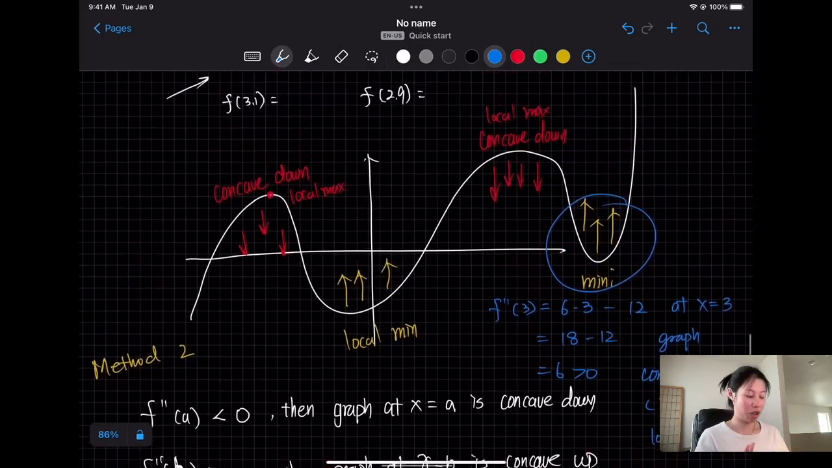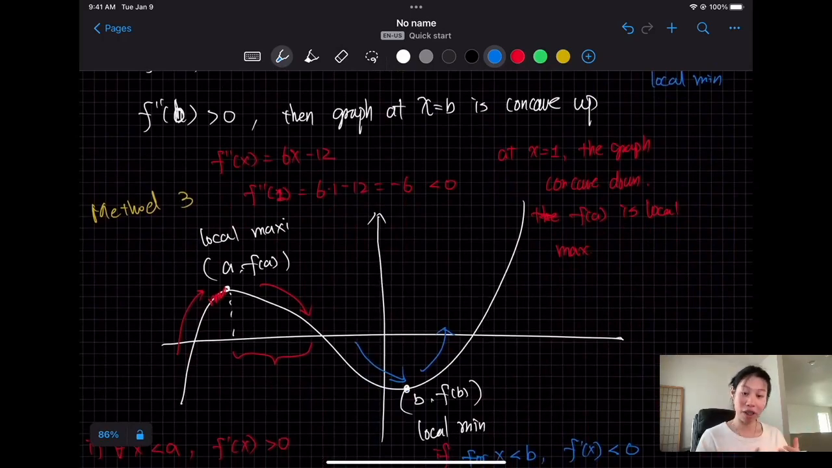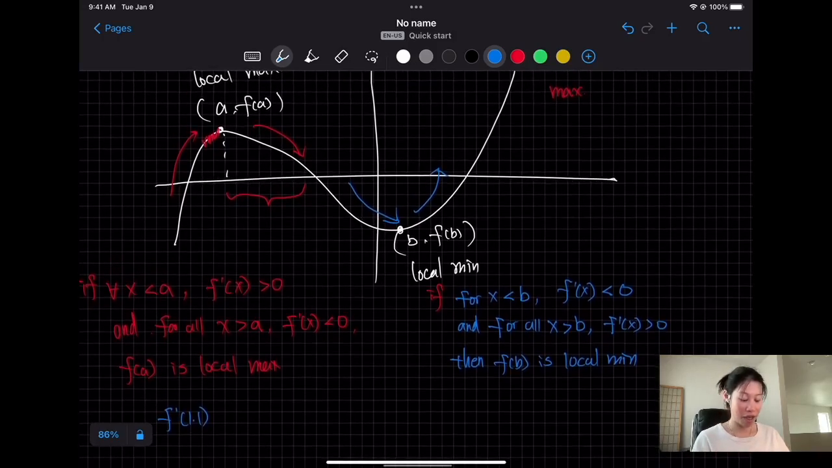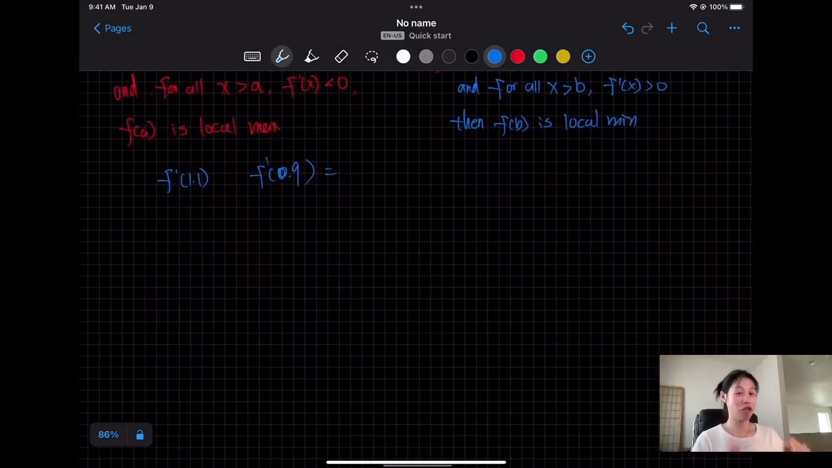Okay, so we already learned all of the methods. Method 3, I feel like you can do it by yourself. All you need to do is plug in 1.1 for the first derivative to test if it is negative, and then plug in 1.9 for the first derivative to see if it's positive. If that's the case, that means the graph is going up and down. That gives you a local maximum. If you forgot all of this, just draw a graph. It will help you visualize how the concavity changes or how the graph increases and decreases.